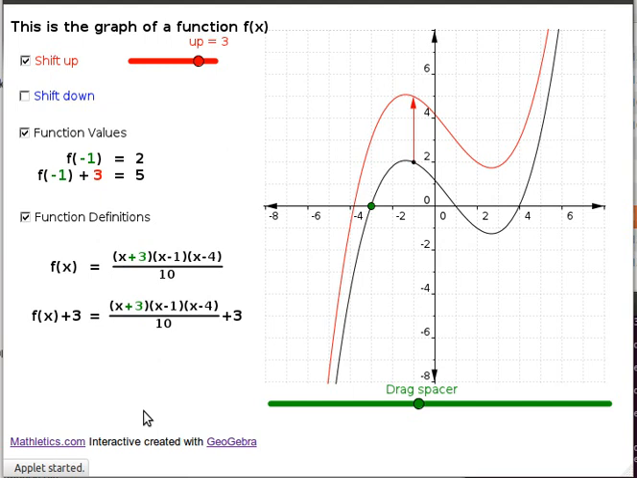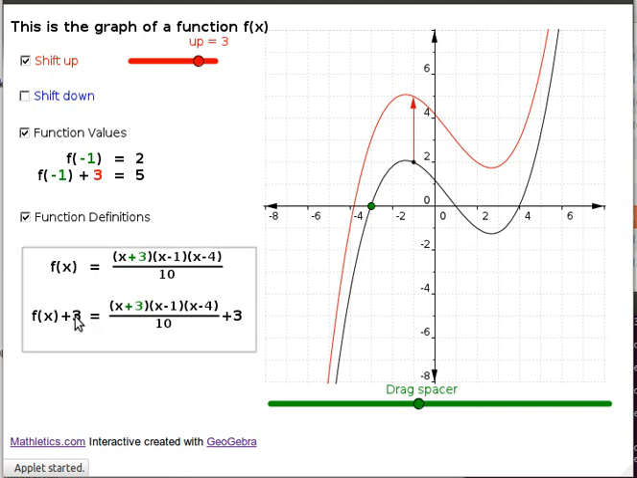And if you look at the function definition, you can see that f of x is x plus 3, multiplied by x minus 1, multiplied by x minus 4, all divided by 10. So if you put the value of minus 1 into this, you get minus 1 plus 3 is positive 2, minus 1 minus 1 is minus 2, minus 1 minus 4 is minus 5. If you multiply positive 2 by minus 2, you get negative 4. You multiply that by negative 5, you get positive 20. You divide it by 10, that's where the 2 comes from.